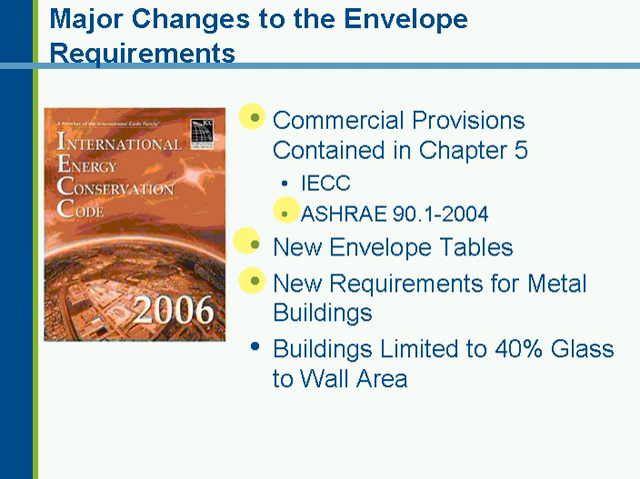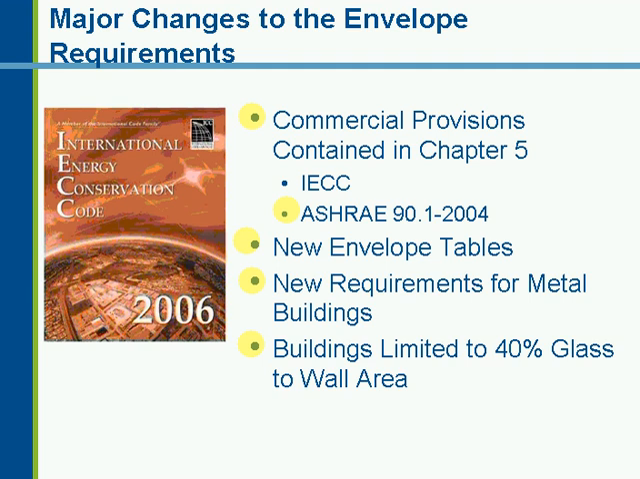Another big change is that buildings are now limited to 40% glass to wall area. This is down from up to 50% glass to wall area in the 2003 International Energy Conservation Code, and it means that any building with any glass area up to 40% will be complying with the same set of requirements, so there will not be any divisions between the 0 to 10, 10 to 25, 25 to 40, and 40 and above increments that were in the 2003 code.